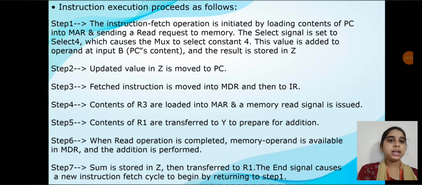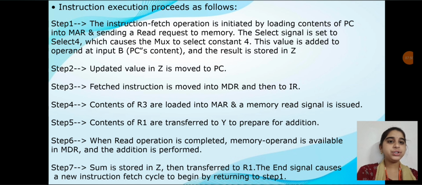Step 1. The instruction fetch operation is initiated by loading the contents of PC into MAR and sending a read request to memory. The select signal is set to select 4, which causes the MUX to select constant 4. This value is added to the operand at input B, the PC's content, and the result is stored in Z. Step 2. The updated value in Z is moved to PC.